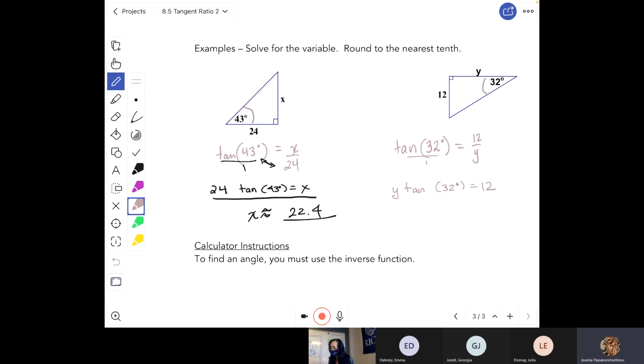How am I going to solve for y? This is just a constant, right? That's just a value, that's just a number, right? So can't I divide each side by whatever that is? So that I have y equals 12 divided by the tangent of 32 degrees. Now that's not good enough. I need a numerical value.